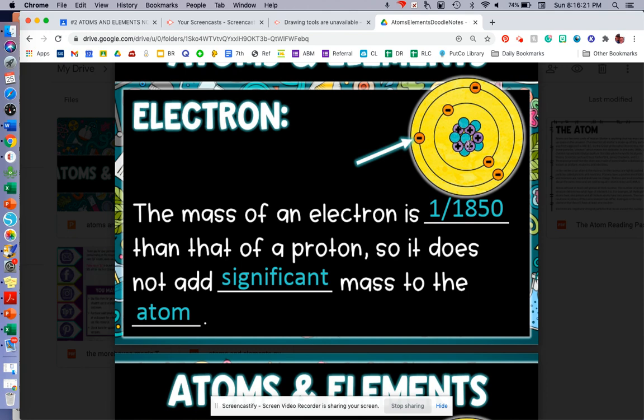Because our positive protons that are in the nucleus, our neutral neutrons that are in the nucleus, are one whole atomic mass unit each. These electrons are so much smaller that once we tally everything up, the number is just going to be rounded off when we round our decimals, like you know that we do.